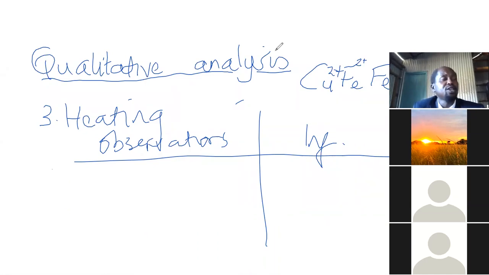Mention red litmus changes to blue, blue litmus remains blue. Do not use the language "remains the same." That is rejected as an observation. Don't say red litmus remains the same. You say red litmus remains red, blue litmus remains blue or changes to red.